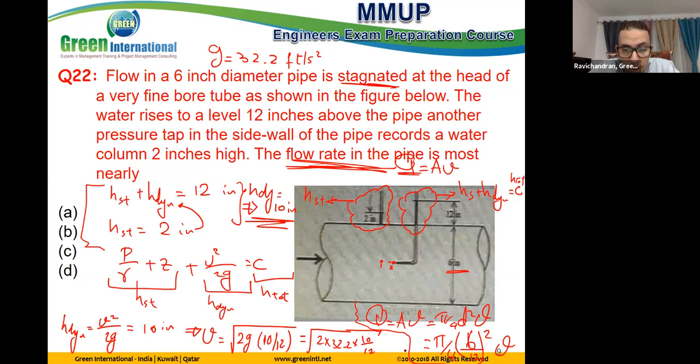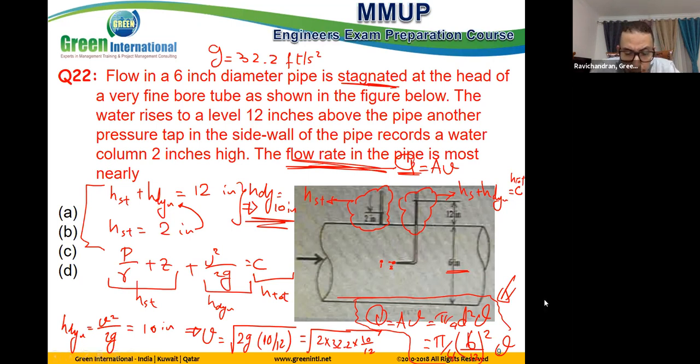The problem is not finished actually. After you get the velocity, it should be multiplied by the area, pi over 4 d square. This is the last step. Don't forget. Just multiply the velocity you get by pi over 4 times 6 over 12, to change the inch to feet, squared. This area times the velocity gives you the flow rate.